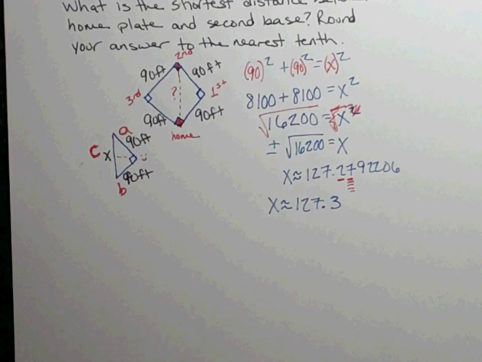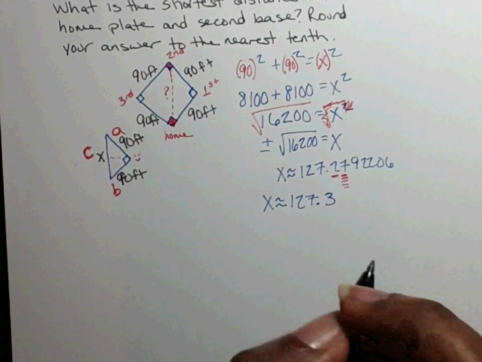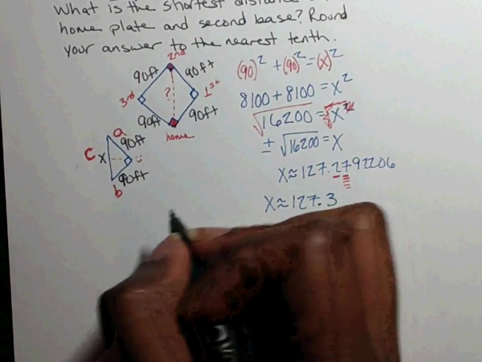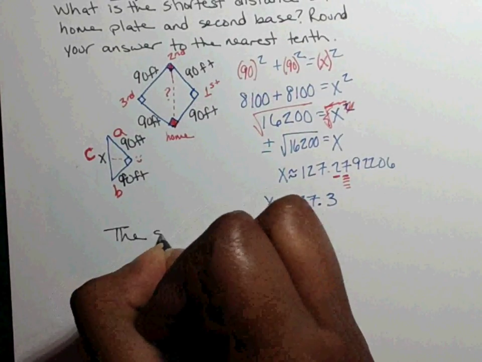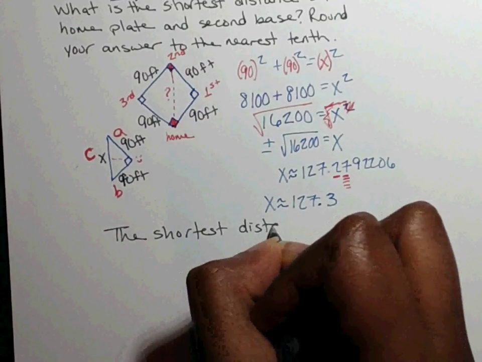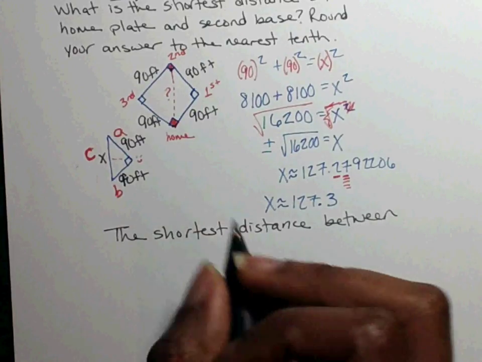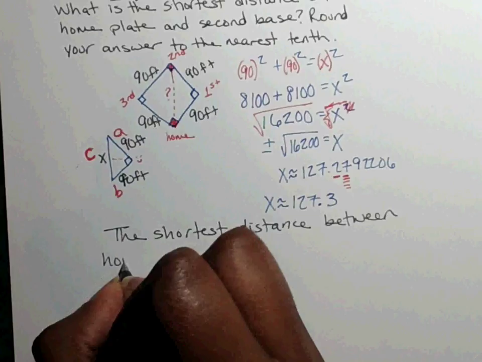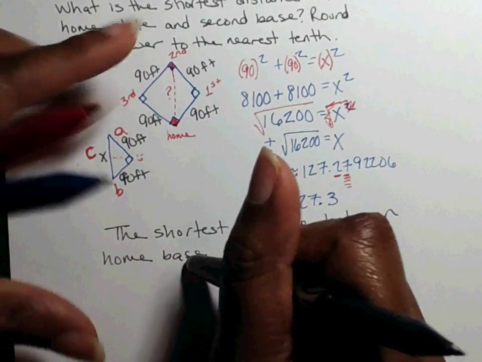Okay, not too bad. Answer it in a complete sentence because my teacher just loves when I do that. It said, what is the shortest distance between home plate and second base? My answer is the shortest distance between home base, no, home plate.